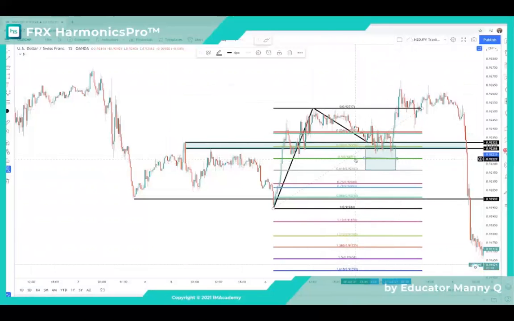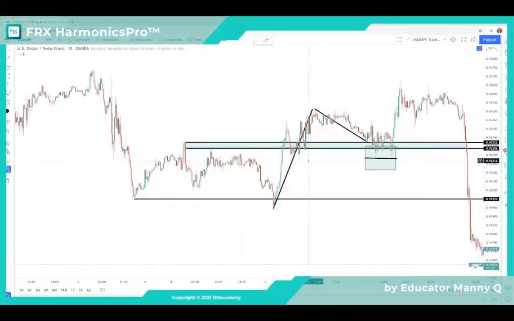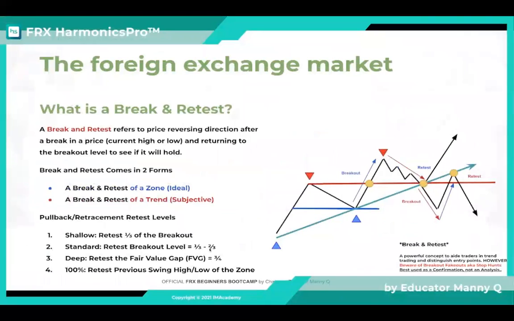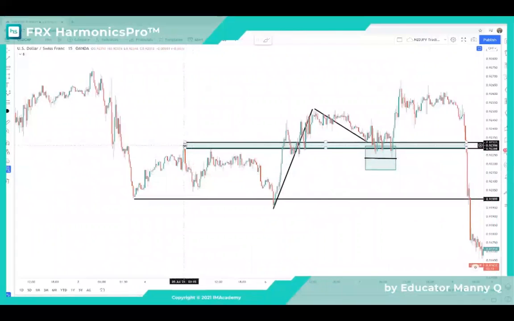And one more time, as stated, you're going to learn about the Fibonacci's and certain indications on our next FRX Beginners Bootcamp. But for now, let's just stick to the levels that it can pull back. So while it will pull back to 1/3 or 2/3 of the initial breakout move, one of the key features here is that it will retest the actual breakout level. And that's what's happening here. It's retesting the breakout level.